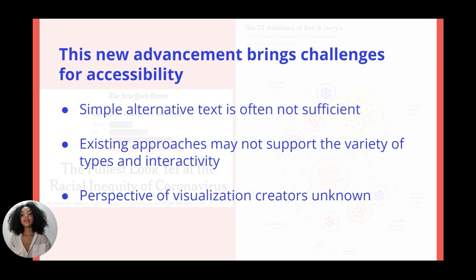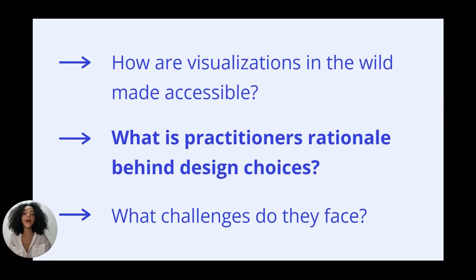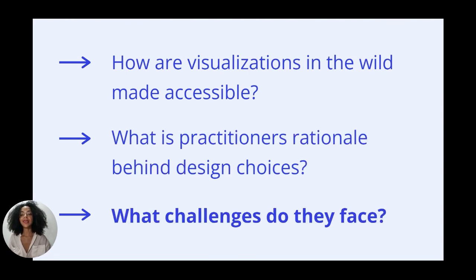There doesn't seem to be a consensus on how to approach the challenge, but the consequence of visualizations being inaccessible is the exclusion of visually impaired people from the conversations about data that describe our world. If we want to ensure equal access to visualizations, we first need to understand how visualizations in the wild are made accessible, if at all. Secondly, we need to learn more about practitioners' rationale behind design choices. And we must find out what exactly it is that makes it challenging to create accessible visualizations.